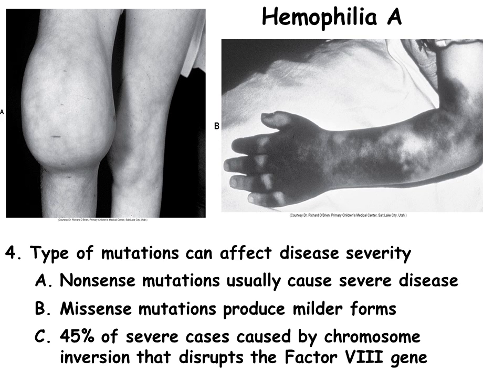Now, in 45% of the severe cases, the factor VIII gene has been completely disrupted because there's been a rearrangement or inversion of the chromosome. So the sequence has been inverted, and of course the gene got disrupted. And then, of course, no protein is produced at all.